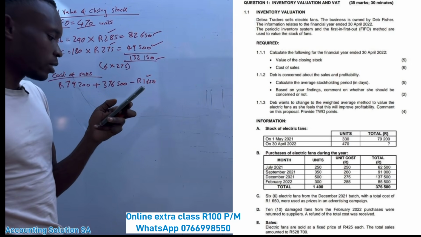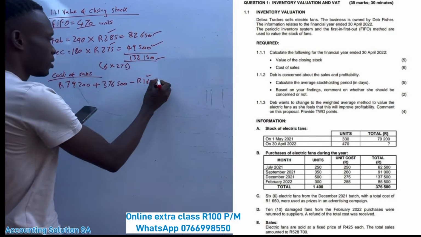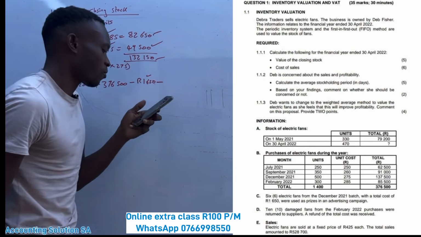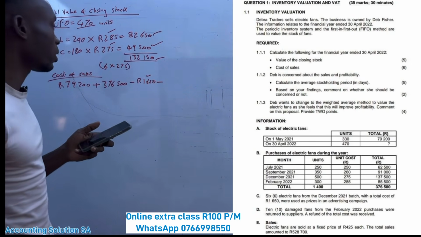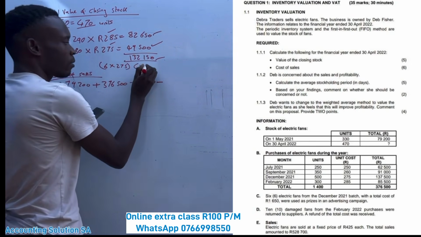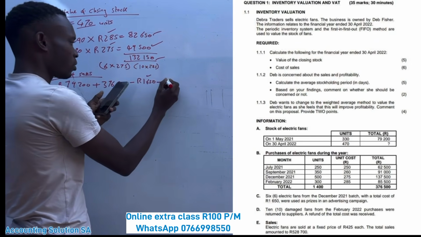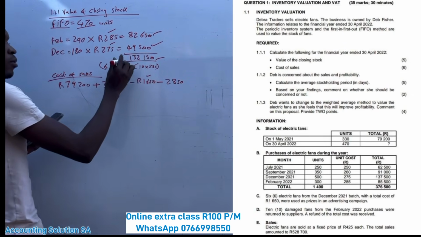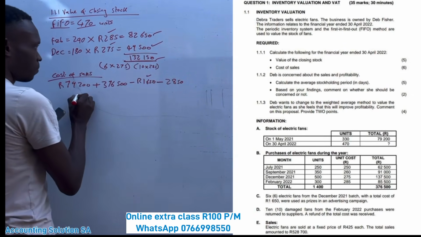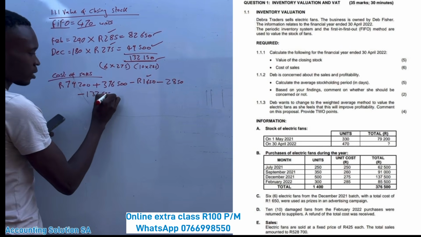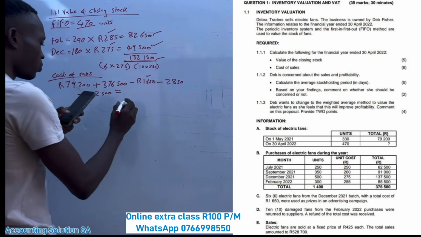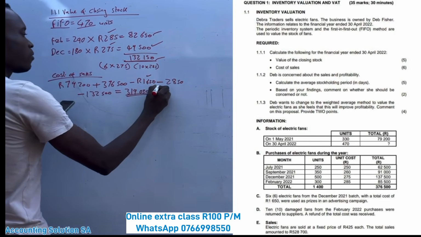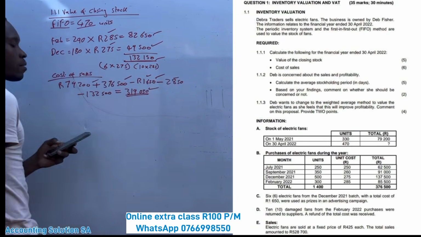Then the next one, we have to subtract a return, a damage. Return was for February, it is going to be 10 multiplied by 285, which is going to give us 2,850. After that, the last one, we minus our closing stock, minus 132,500, which is going to give us a cost of sales of 319,050, just like that. If you do this calculation, guys, you're going to get 6 marks.